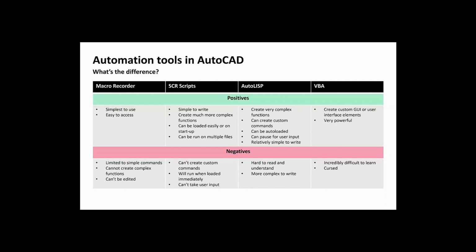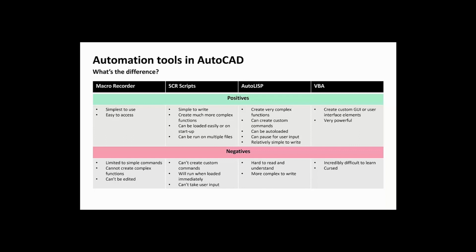So it cannot create any kind of complex functions. And one of the main things is it can't be edited or not easily edited afterwards. So if you made a mistake or you wanted to change something about it, you pretty much have to recreate it from scratch. So I don't tend to use the action recorder at all, but it can be useful under some very specific circumstances.